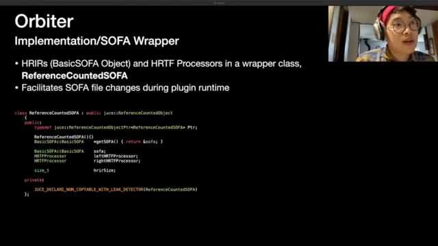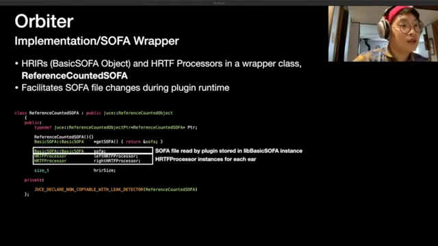So in the next few slides, I want to go through some of the implementation details and look at some of the code in the Orbiter plugin. I wanted to have the ability to change the SOFA files during the plugin runtime, and to facilitate that, I decided to wrap up a libbasic SOFA object and the HRTF processors into a wrapper class.